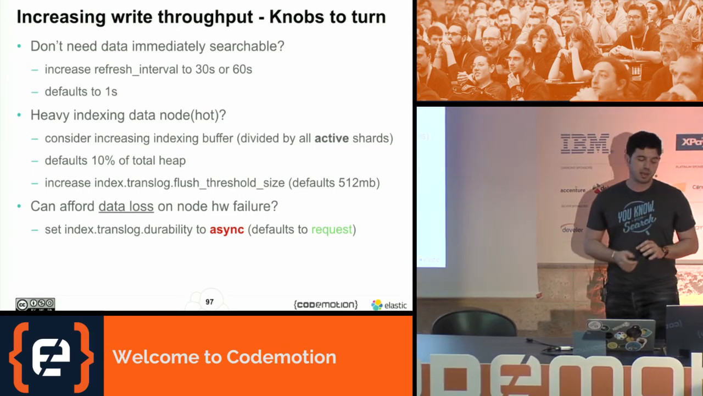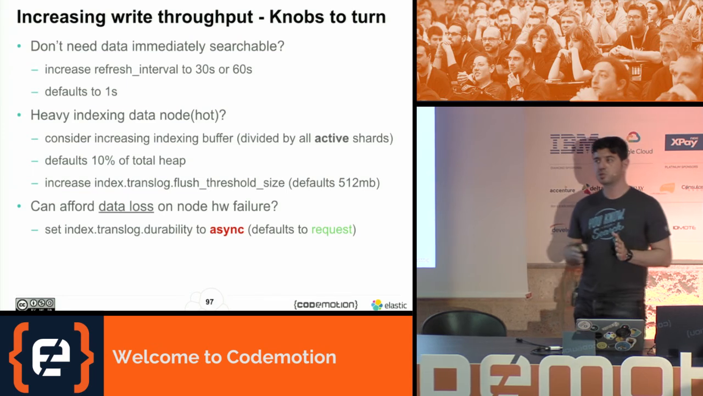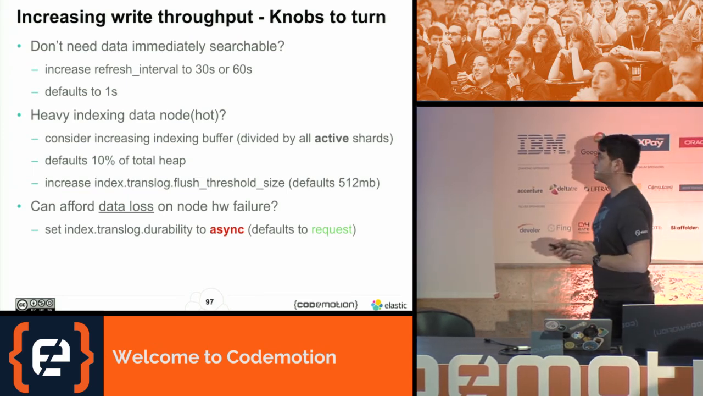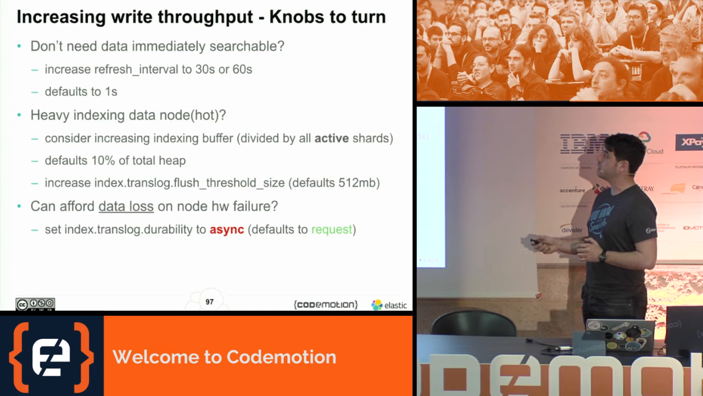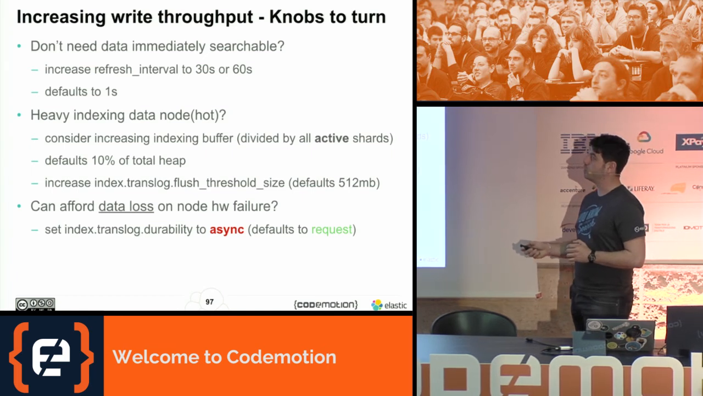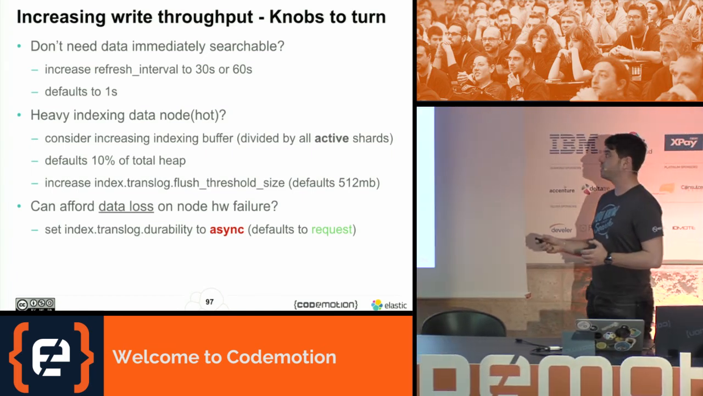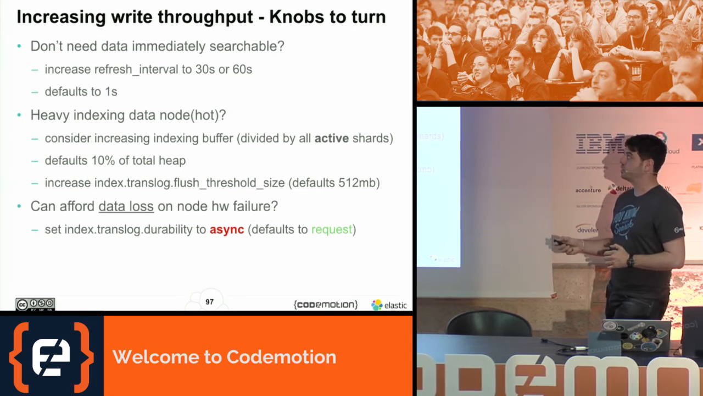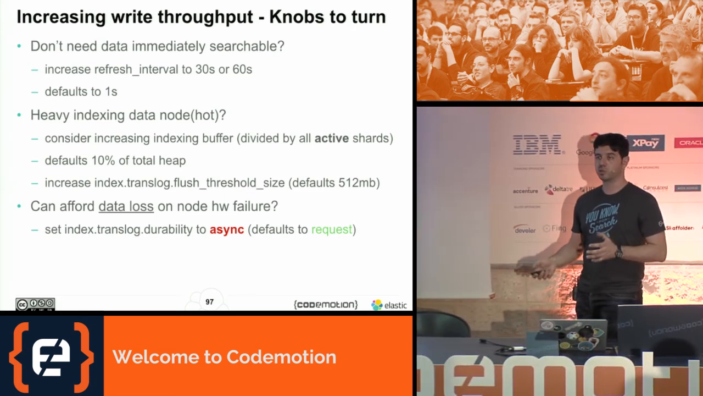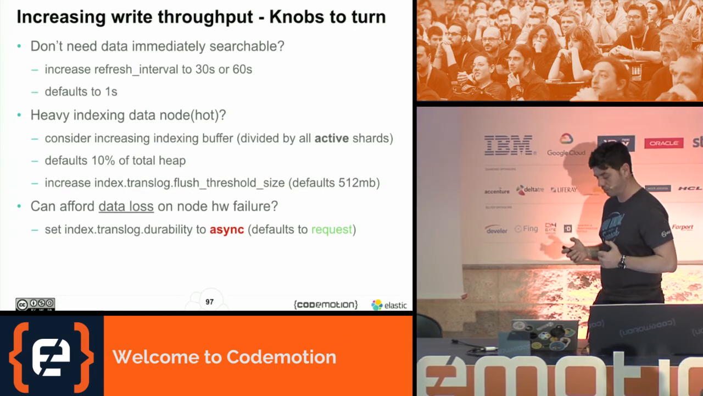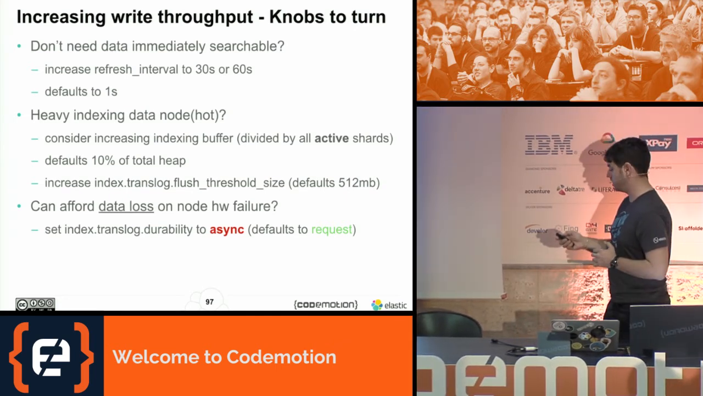So segments in the background, when they accumulate, they get merged. So that's a disk I/O intensive operation. The downside here is that the data becomes available for searching not after 1 second, but after 30 or 60 seconds. However, there's a gain in indexing throughput, and you provide some relief to your disks in that case.